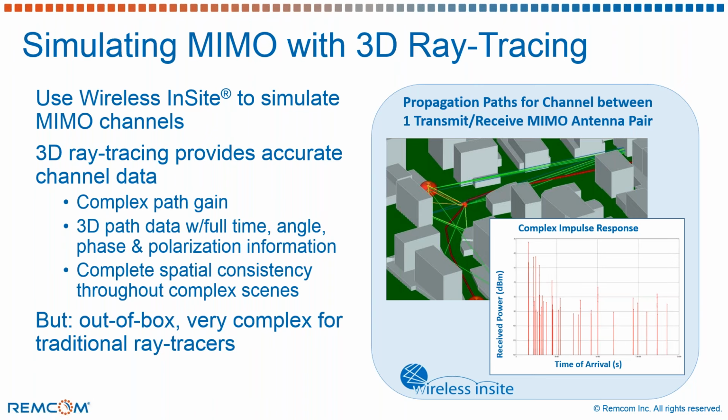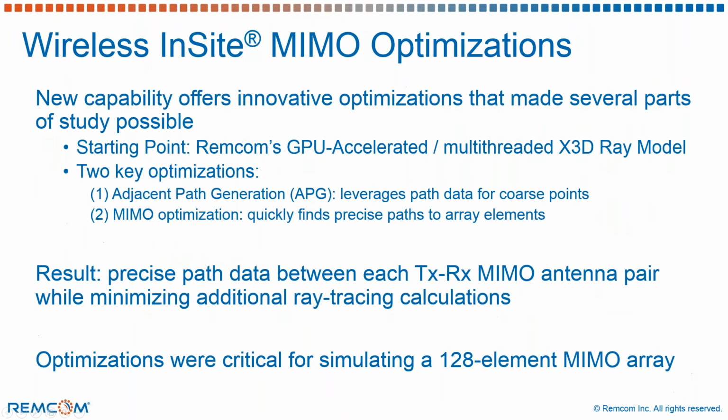The problem with the 3D ray tracing solution out of the box is that this problem can be very complex, particularly if you have a massive MIMO system that may have hundreds of elements in its array. Traditionally in ray tracing, every new transmitter is a new simulation. So as an example, a massive MIMO antenna with 128 antenna elements would require 128 simulations. So one of the things that the Wireless InSite MIMO capability has been developed to handle is this potential for a large increase in simulations.